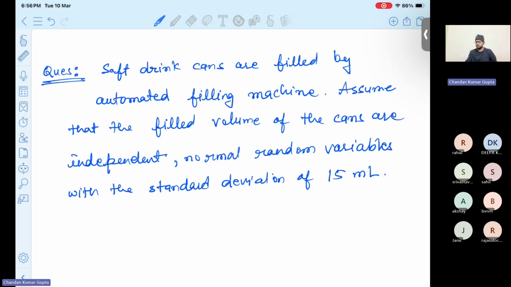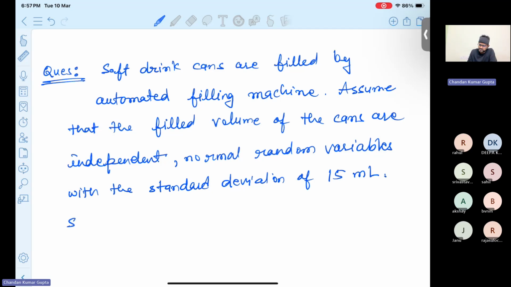Is there anyone who wants to say anything? I think either someone has forgotten to mute or wants to say something. Anyone? Okay, let me mute them first. Okay, so this is the question.